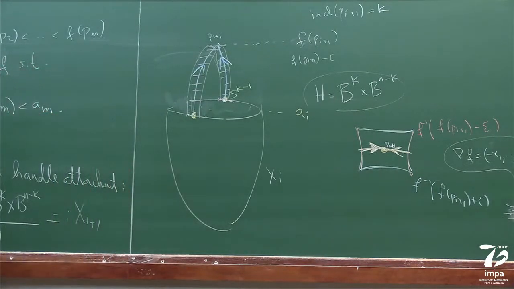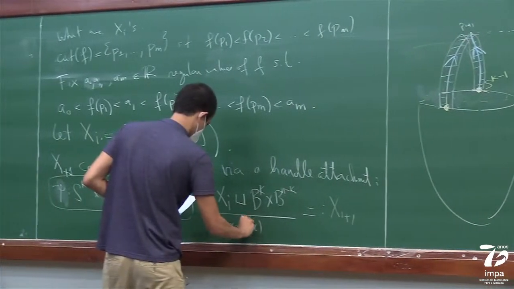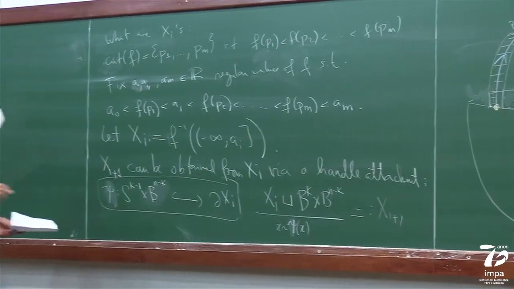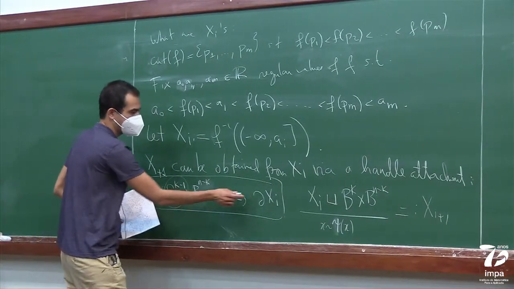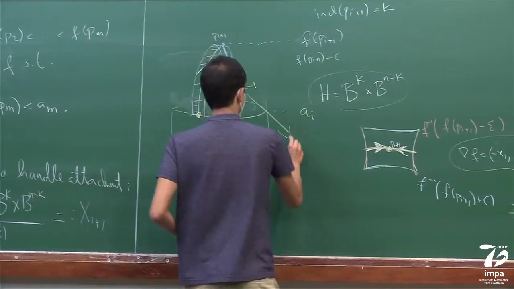And that's kind of where the handle slide idea comes in. So the handle slide idea is the following thing. So you let phi t, actually, no, I'm using phi for the flow. Let's call this psi, the handle attachment map. Oh, and actually, let me use some names. So this sphere here, inside of X_i, we usually call this the attaching sphere.